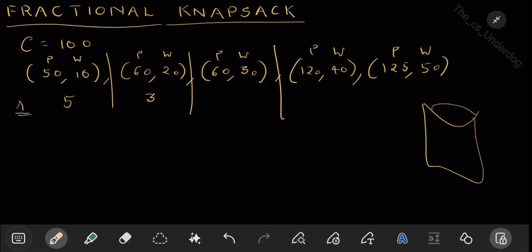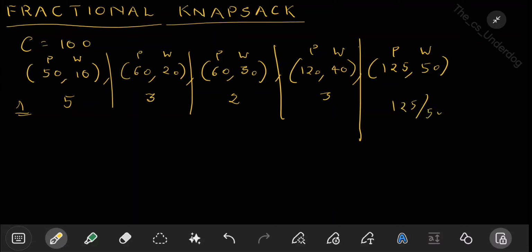What is the profit per unit weight of the third item? It is 60 by 30, which is 2. What is the profit by weight of the fourth item? 120 divided by 40, which is 3. And what is the profit by weight of the last item? It is 125 divided by 50, which is 2.5. So this should be 2.5.